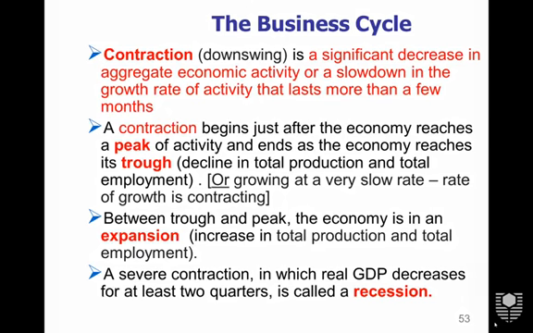So contraction is a downswing, and contraction happens when there is a significant decrease in aggregate economic activity or a slowdown in the growth rate of the economy. It begins just after the economy reaches a peak. So that means if the economy touches a boom, then the next phase we would expect in a business cycle would be the slowing down of those activities, and hence it leads to contraction. Between trough and peak, the economy is in an expansion, and as I told you before, a contraction is a fall in economic activities, but a severe contraction can be termed a recession.